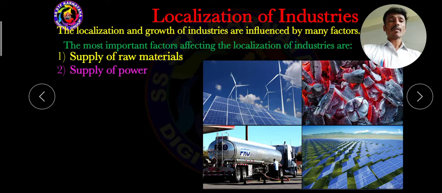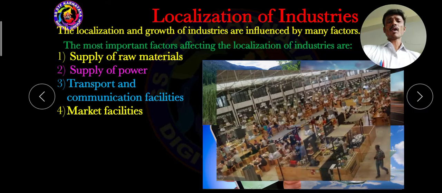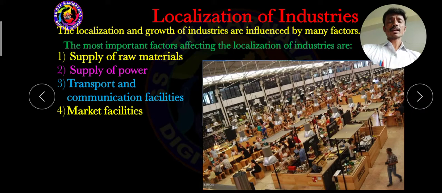Power is very essential to run industries. Then transport and communication facilities: exchanging goods and services from one place to another means transport is very important, and in the same way the communication system also plays a very important role in running and locating industries. Then market facilities. When industries produce goods and services, markets play a very important role in selling those products, so we need market facilities for the localization of industries.